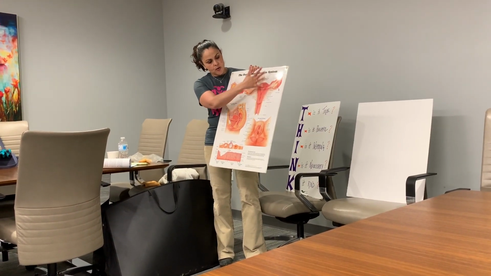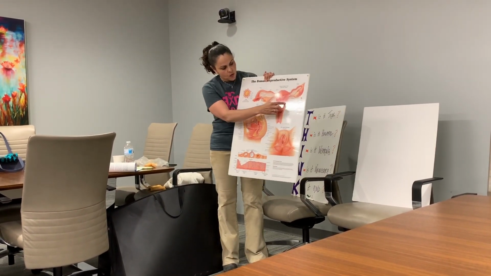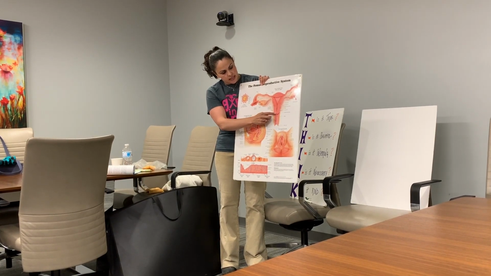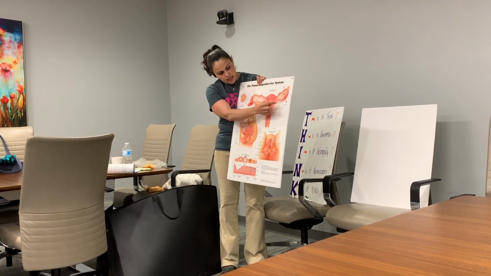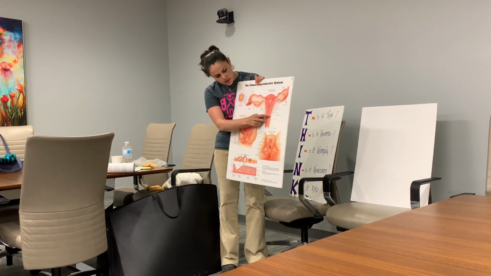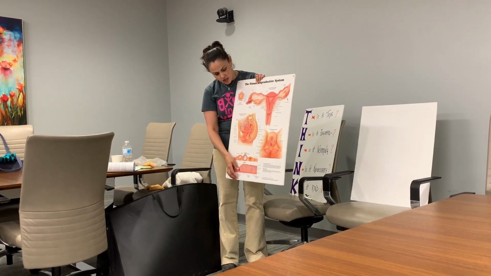So I say, if we were to cut ourselves like this and look in here with the camera, what we would see is the uterus. So this big thing is the uterus. And attached to the uterus are two fallopian tubes, and they're attached to two ovaries. And the opening to the uterus is the cervix, and the cervix opens into the vagina.